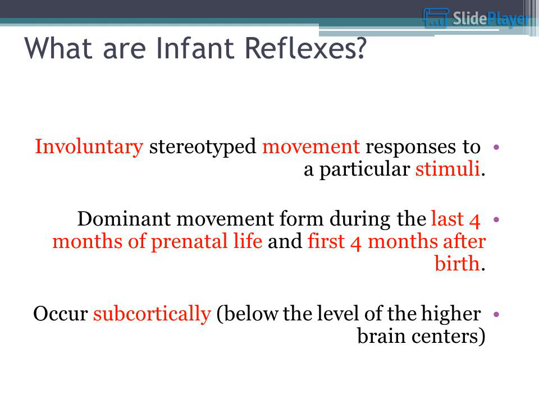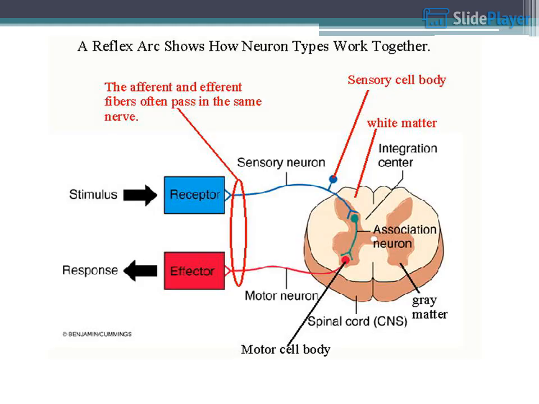Dominant movement formed during the last 4 months of prenatal life and first 4 months after birth. Occur subcortically, below the level of the higher brain centers.